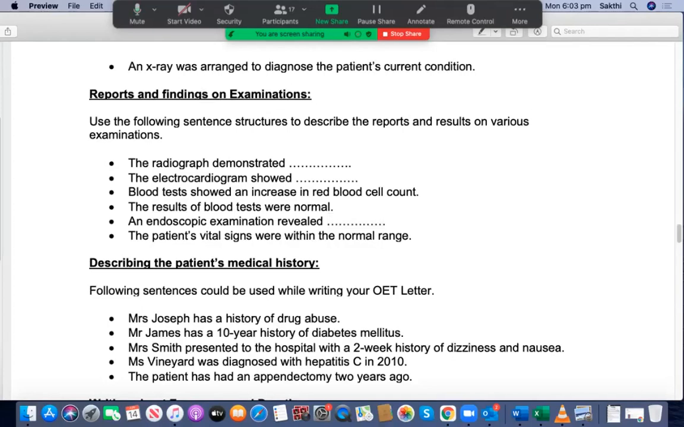All right. The patient's vital signs were within the normal range. Remember that "within" is one word only. I have noticed some of my students committing the mistake of writing "within" as two different words, "with" and then a space and then "in." That's wrong. "Within" must be one word only. Please understand that and try to stick to this. So, within the normal range. That's what you have got to do.